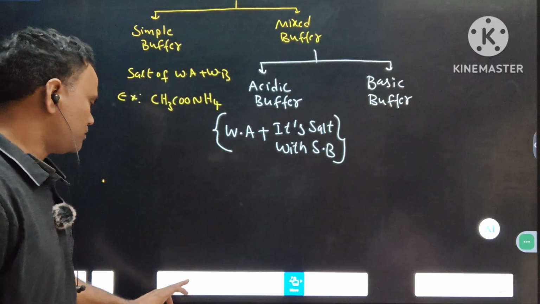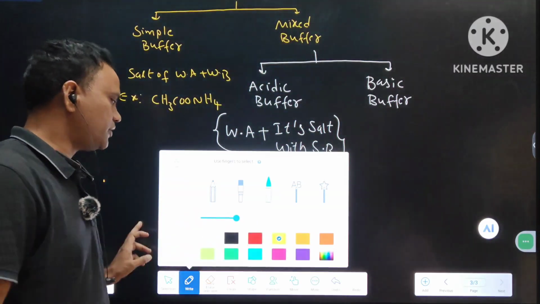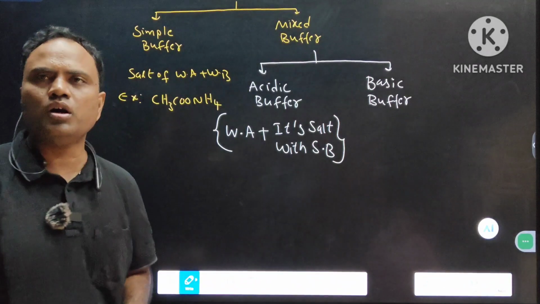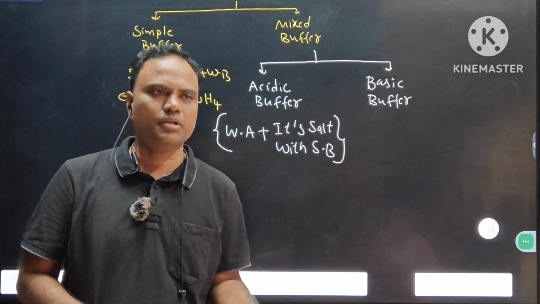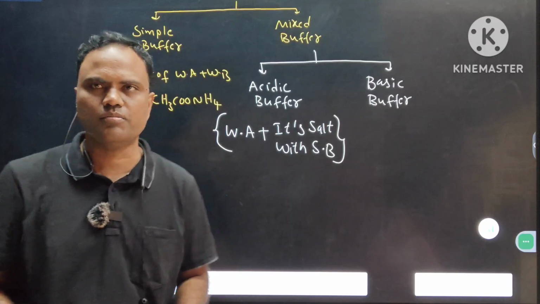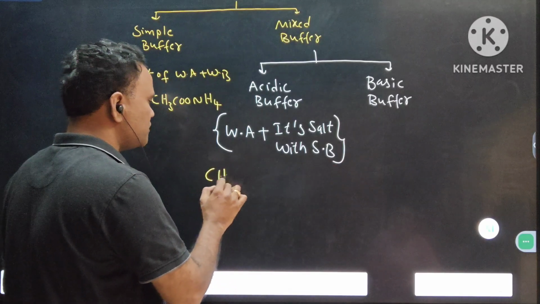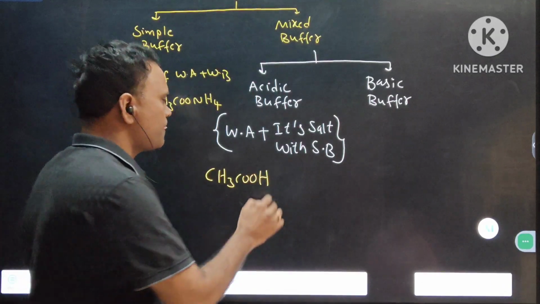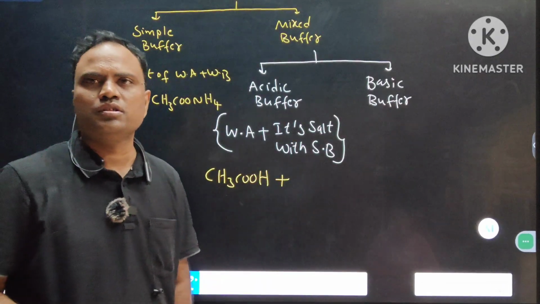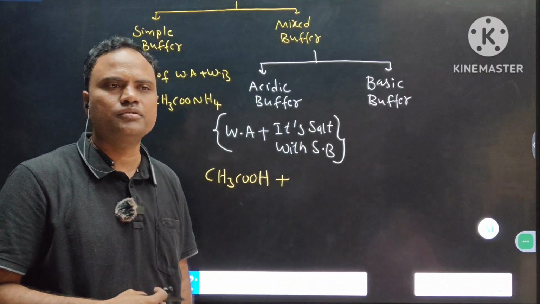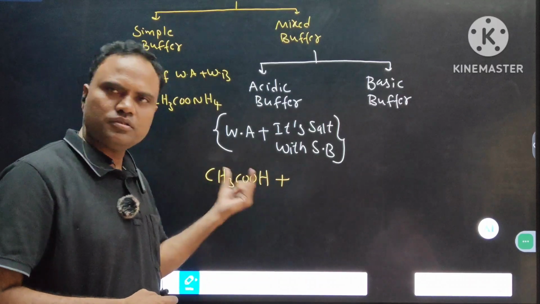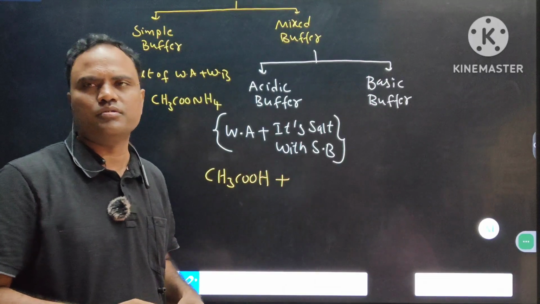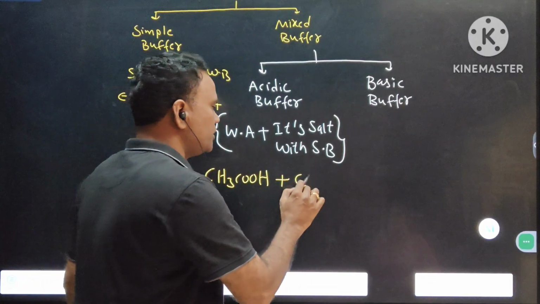I'll give you the combinations. Examples are very, very important. These combinations are most important. You know already the weak acids table and strong acids table. Say one weak acid, acetic acid, CH3COOH. Weak acid plus its salt with a strong base. Take this weak acid and form a salt with a strong base: CH3COONa.